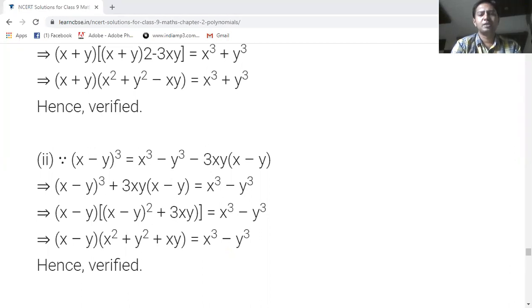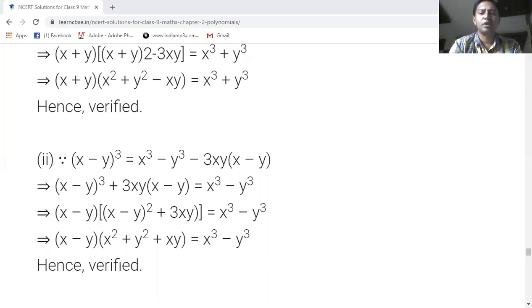After taking x minus y common, we're left with, inside the bracket, (x minus y) square plus 3xy. While solving this (x minus y) square, we'll have x square plus y square minus 2xy plus 3xy. Now this minus 2xy plus 3xy, after solving, we'll get xy. That is, inside the bracket we'll be having x square plus y square plus xy, and outside the bracket we'll have x minus y. Towards the right hand side we have x cube minus y cube, hence proved. That is, x cube minus y cube is nothing but (x minus y)(x square plus y square plus xy), hence verified.